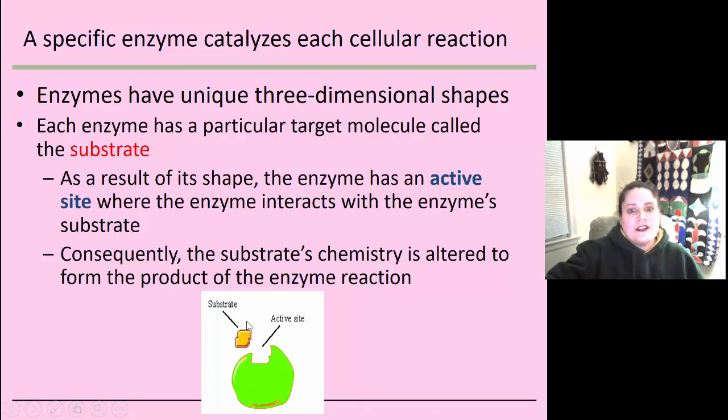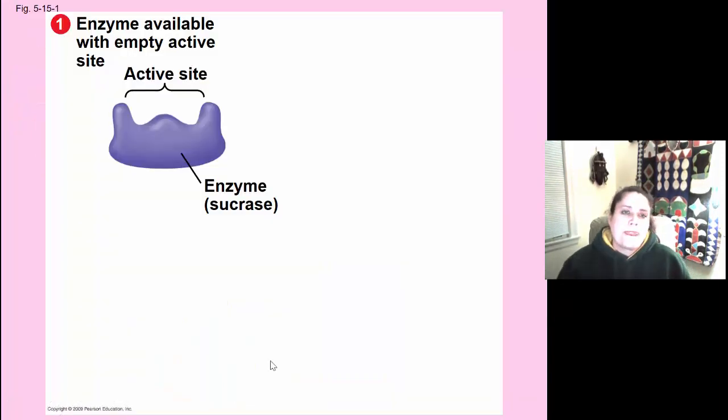You have your substrate, which is conveniently shaped like an S in this diagram. And this could drag in here and fit right here, and the enzyme would hug around it and grab onto it and do whatever needs to be done to that substrate. So here's another example. This particular example, the enzyme is sucrase.